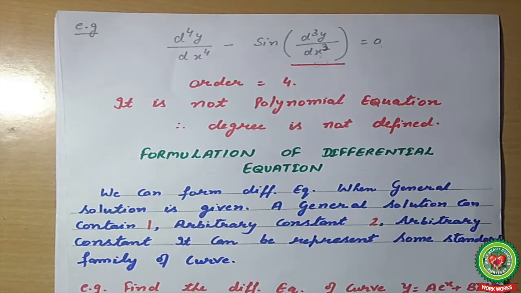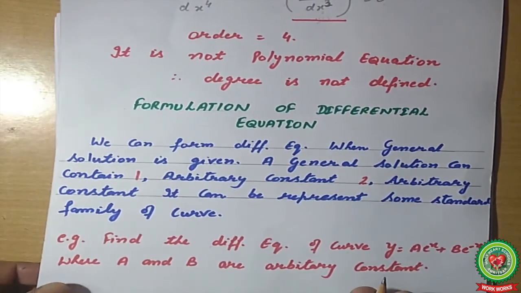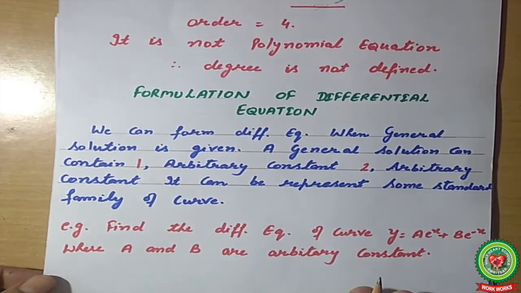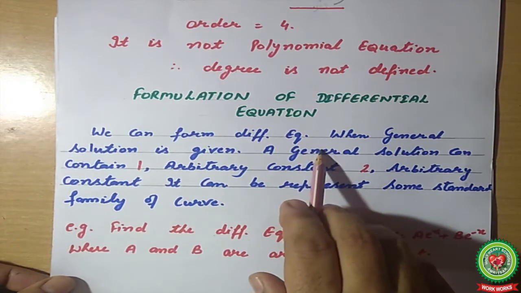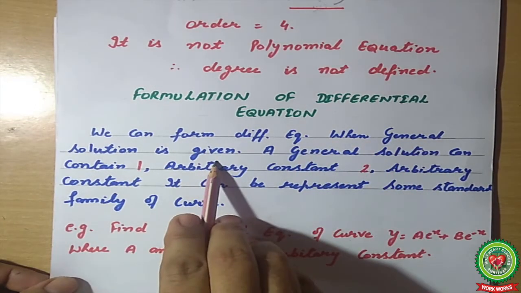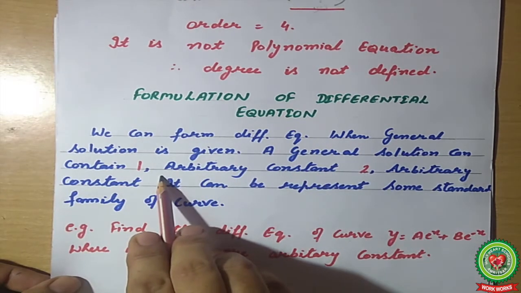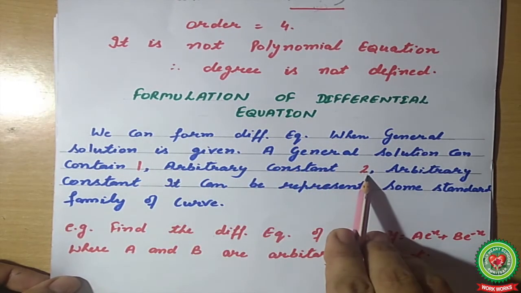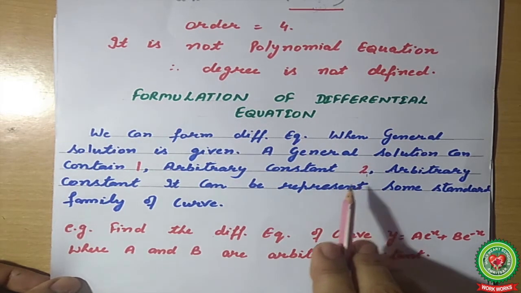Now we will find out how we can do the formulation of the differential equation. How we can form different types of differential equations. We can form the differential equation when the general solution is given. A general solution has one arbitrary constant or two arbitrary constants. And we will formulate the differential equation by eliminating those arbitrary constants.